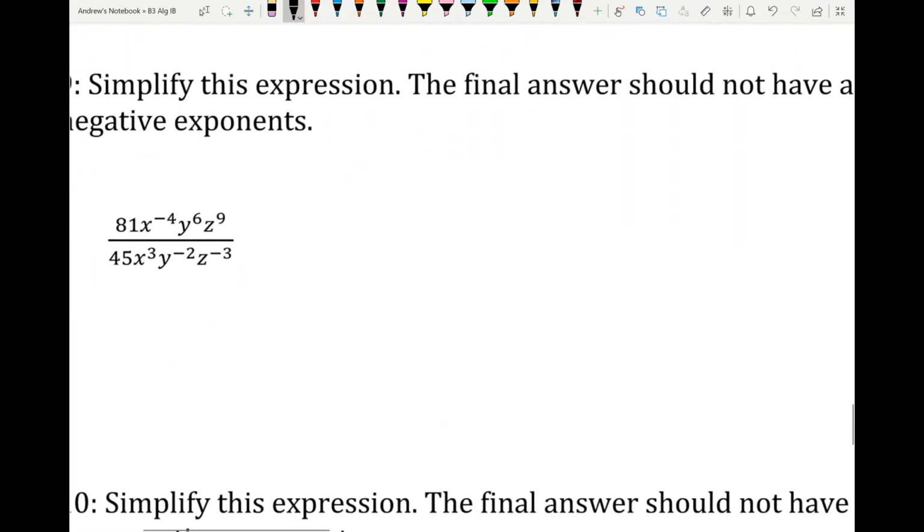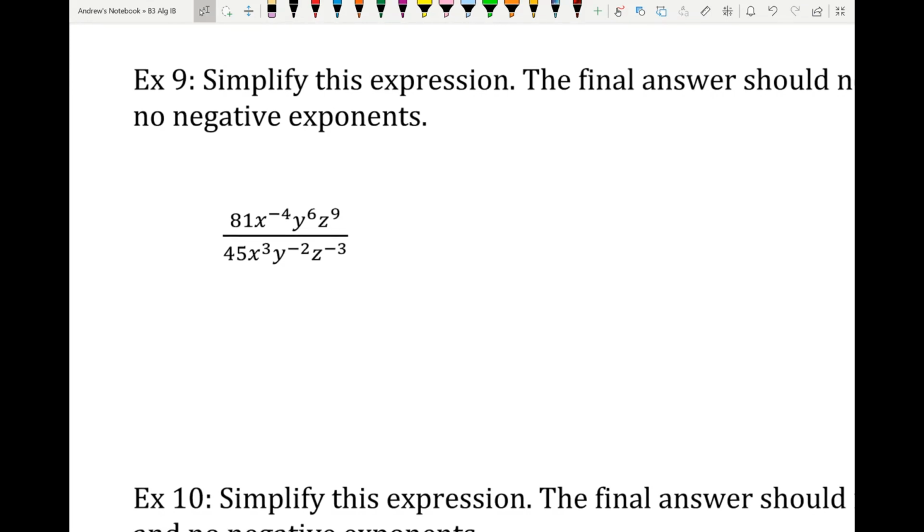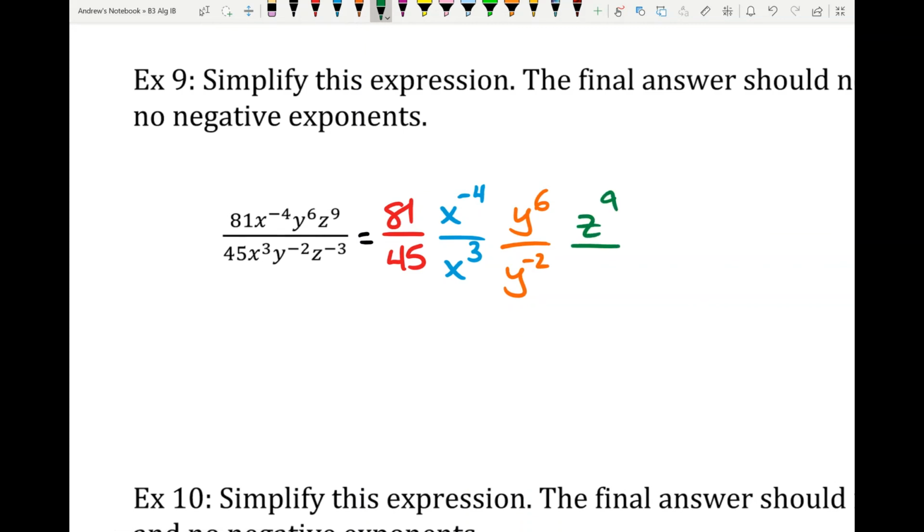Oh boy, we're almost there. Oh gosh, ew. So what I'm going to do is start by just chunking it out like we did on the last couple. Alright, so I've got 81 divided by 45. I'm going to have x to the negative 4 divided by x to the 3rd. I'm going to have y to the 6th divided by y to the negative 2. And then I'm going to have z to the 9th divided by z to the negative 3.